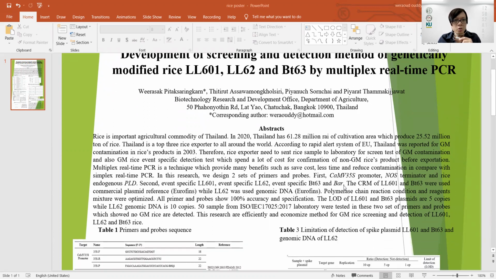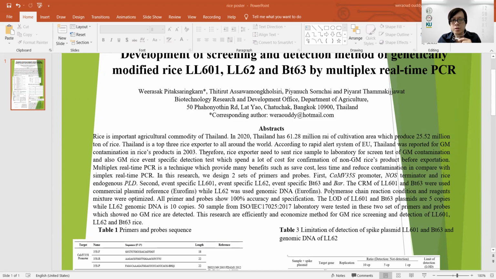As you know, rice is an important commodity for Thailand. We have 61 million rai, about 10 million hectares of cultivation area, and produce around 25 million tons of rice. Thailand is also a top 3 rice exporter around the world. But in 2003, the EU rapid alert system reported that rice from Thailand had contamination of GM.